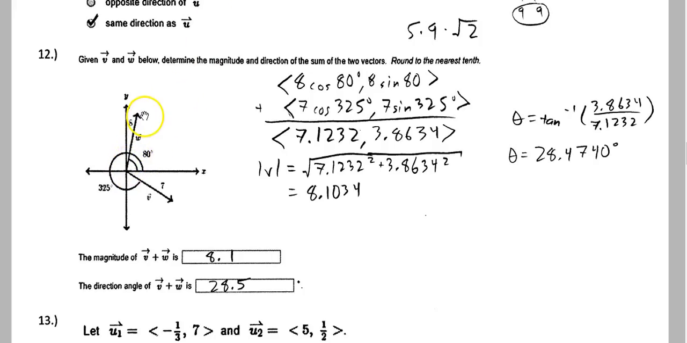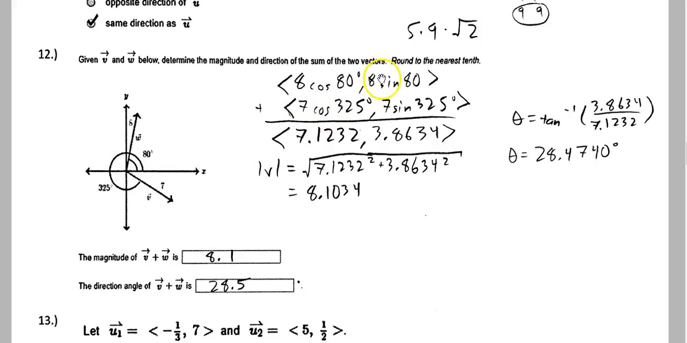Here we have a diagram with two different vectors being drawn on it. For the first one, we're just using this 80-degree angle, and it has a length or a magnitude of 8. So I did 8 times cosine of 80 and 8 times sine of 80 to get the component form of that first vector. For the second vector, we have an angle going all the way around at 325 degrees, and this one has a magnitude of 7.